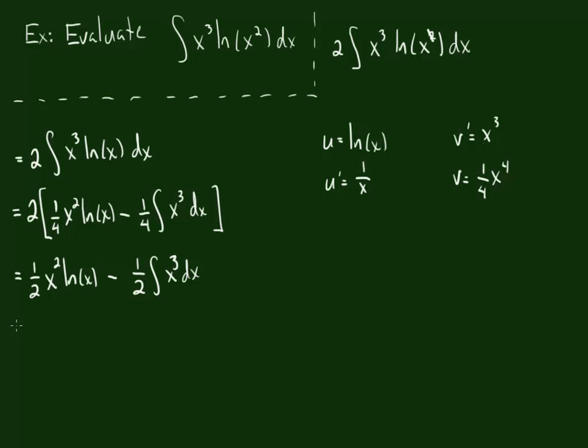And after that, no problems. We just leave the 1/2 x to the 4th natural log of x right where it is, and we all know the antiderivative of x cubed. It's 1/4 x to the 4th. In fact, we just found it up here, right? So all in all, with that 1/2 in the front, this is going to be 1 over 8 in the front, and it's 1/8 x to the 4th plus c. And there we go. That's it.